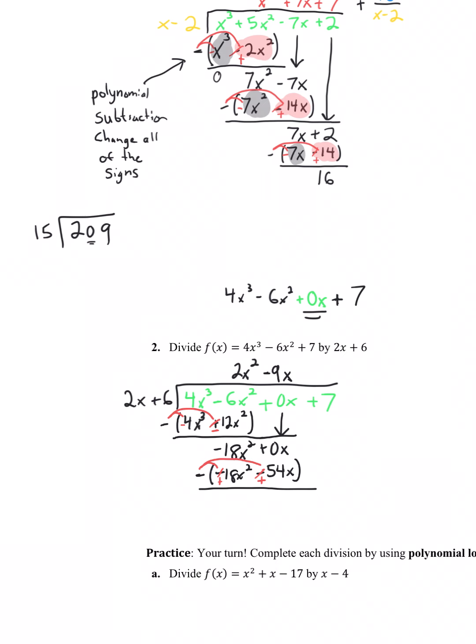And then I can go ahead and go down the rows. Negative 18x squared plus 18x squared is 0. 0x plus 54x is 54x. Drop the plus 7. And then ignore the plus 6 right now. I'm going to say 2x times what equals 54x? Turns out it's going to be 27. 27 times 2 is 54. 27 times 6 is 162.